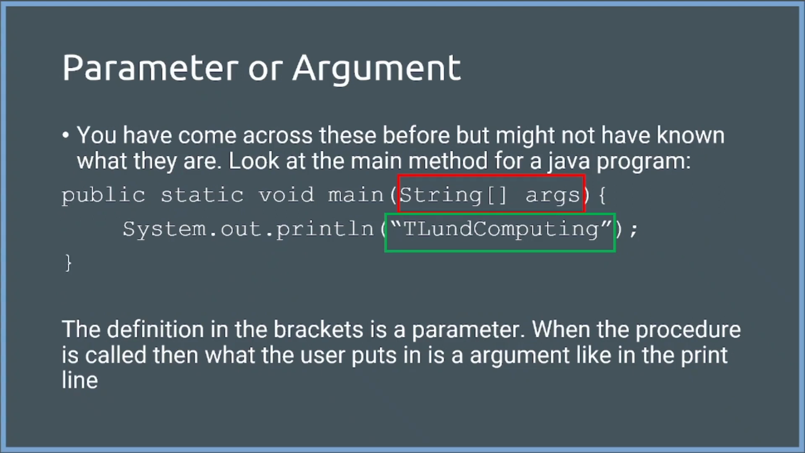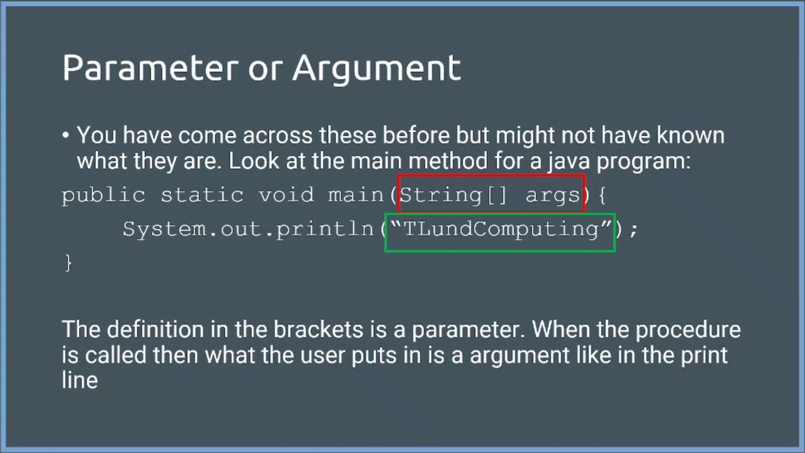Now, the difference that I want to show today is parameters or arguments and what the difference is. We've come across these before when we've been using the code in our examples. I want you to have a look at the code that I've put on the screen. You can see that I've declared a main method and I have used the system.out.println method to print something to the screen.